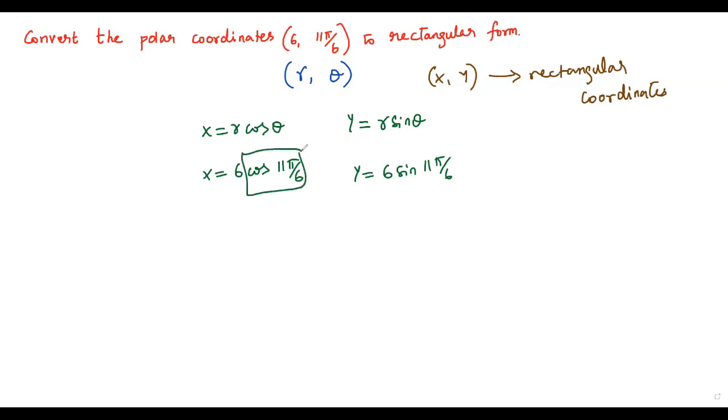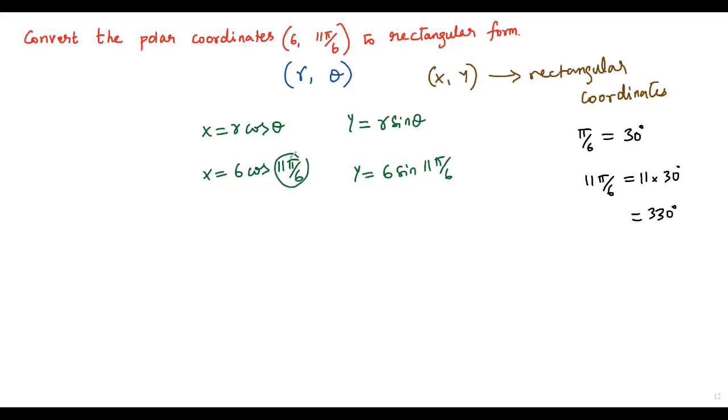To evaluate cosine 11 pi over 6 and sine 11 pi over 6, we can convert the radian measure 11 pi over 6 to degree measure. We already know that pi over 6 equals 30 degrees, because pi is 180 and 180 divided by 6 is 30. But I need 11 pi over 6, so I multiply by 11. 11 pi over 6 equals 11 times 30, which is 330 degrees.